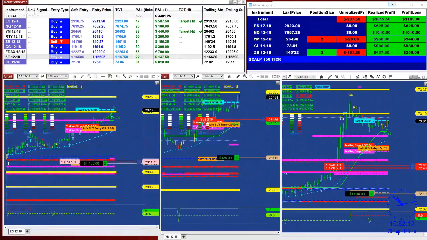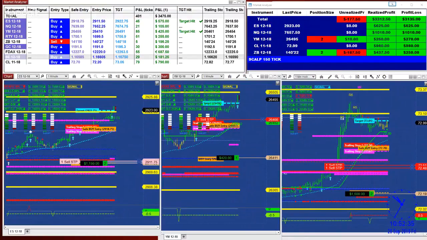On the CL, we called that trade, and we'll see how it's going to act on those.